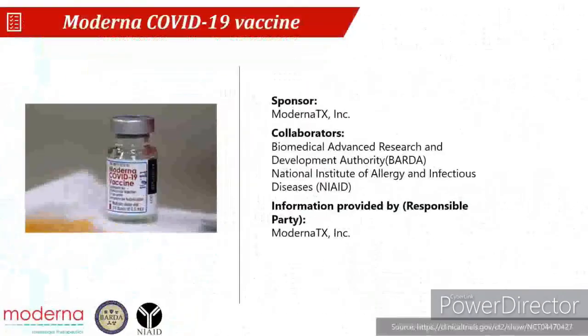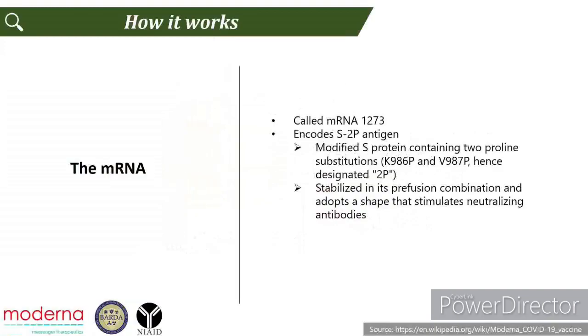I am Raghav Abid. Along with Pfizer, another American company named Moderna developed an mRNA-based vaccine with the collaboration of Biomedical Research and Development Authority (BARDA) and National Institute of Allergy and Infectious Disease (NIAID). The mRNA present in the vaccine is nucleoside-modified mRNA called mRNA 1273. It encodes the S2P antigen protein.